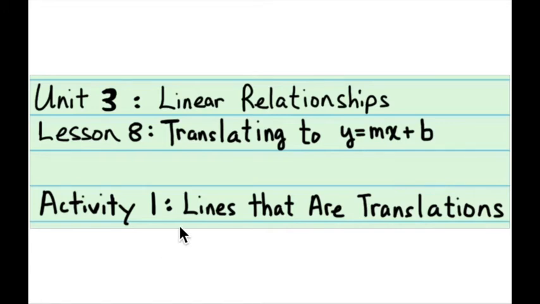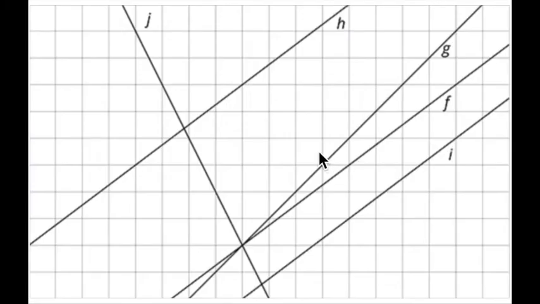This is activity 1, lines that are translations from lesson 8, translating to y equals mx plus b. And when you take the graph of an equation and you slide it up and down the y-axis, that is a translation. The line is going to move parallel, but it's just going to change its position as it moves up and down the y-axis.